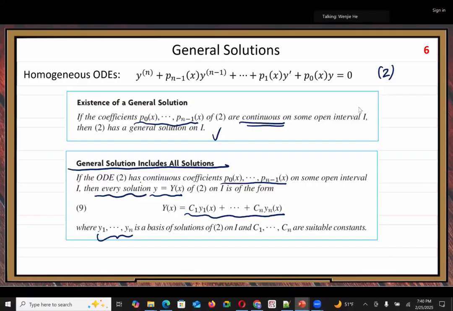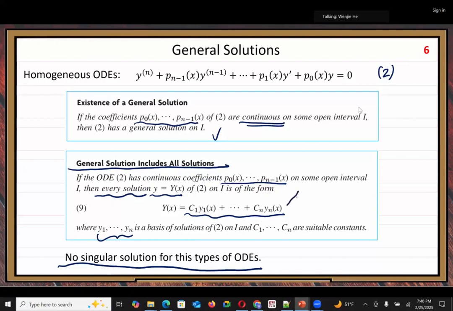The significance here is that there is no singular solution for this type of ODE. Because there is a singular solution concept, right? So what's the singular solution? A singular solution is a solution that cannot be represented in that form. But this theorem tells us there is no singular solution for an nth order linear homogeneous ODE.